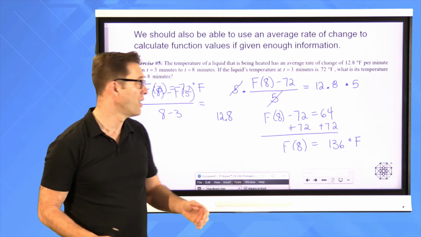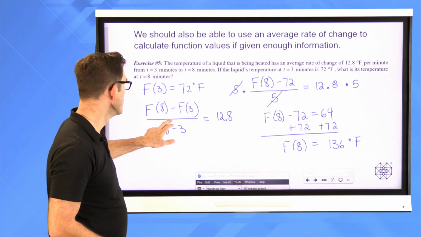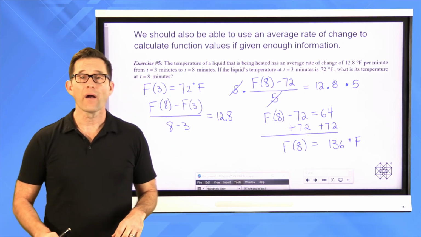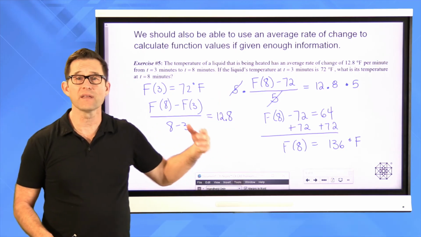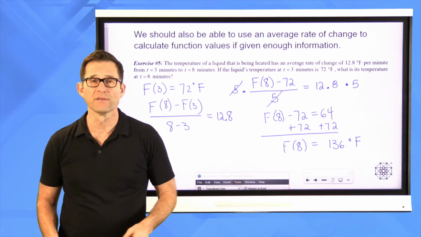Okay? Oh, that's what happened. This stuff all kind of moved. Very funny. All right, now that's just taking the average rate of change formula and plugging everything else in.